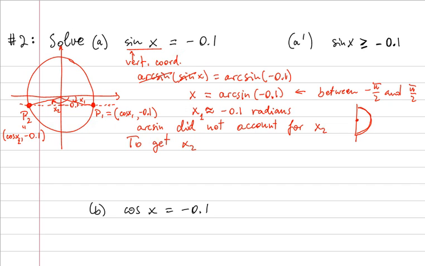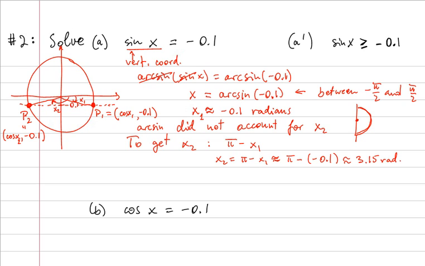To get x2, we notice that it's pi minus x1. So x2 is equal to pi minus x1, which is approximately pi minus negative 0.1 radians, which is about 3.15 radians.